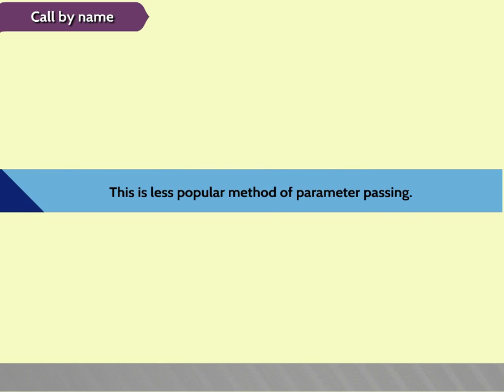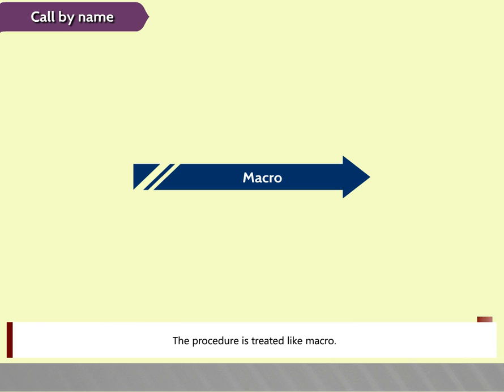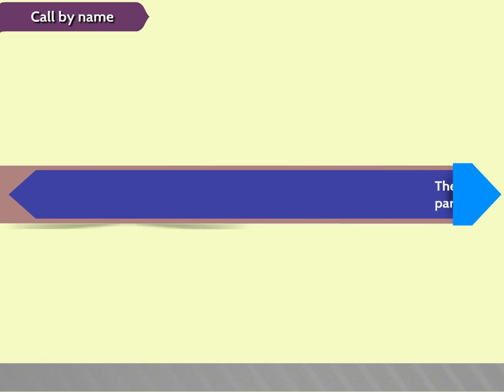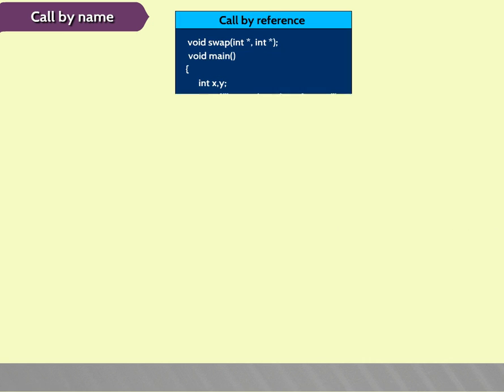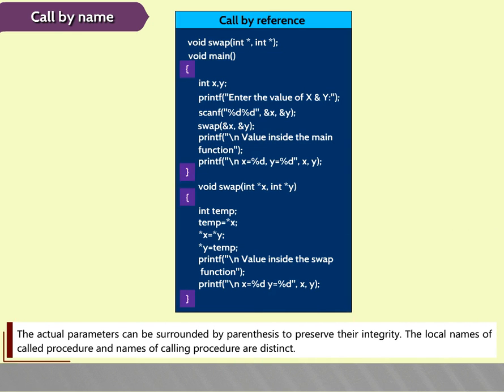Call by name. This is less popular method of parameter passing. This procedure is treated like macro. The procedure body is substituted for call-in caller with actual parameters substituted for formals. The actual parameters can be surrounded by parentheses to preserve their integrity. The local names of called procedure and names of calling procedure are distinct.